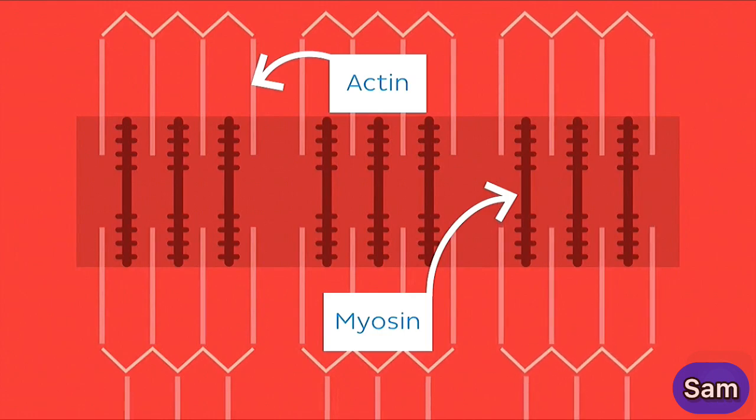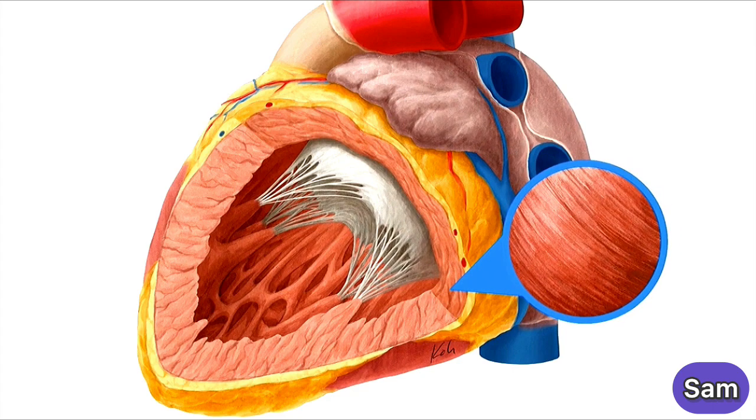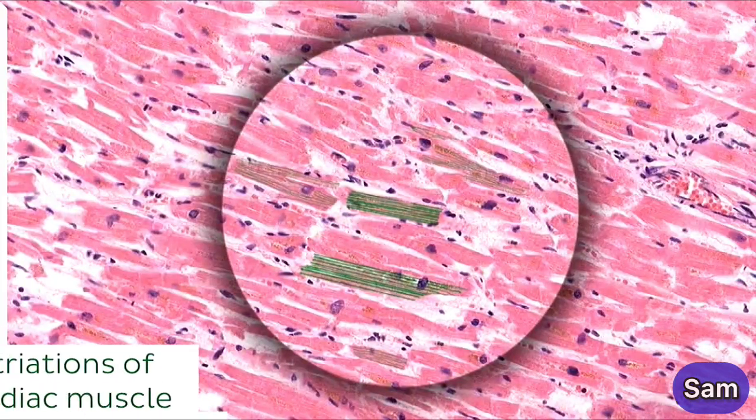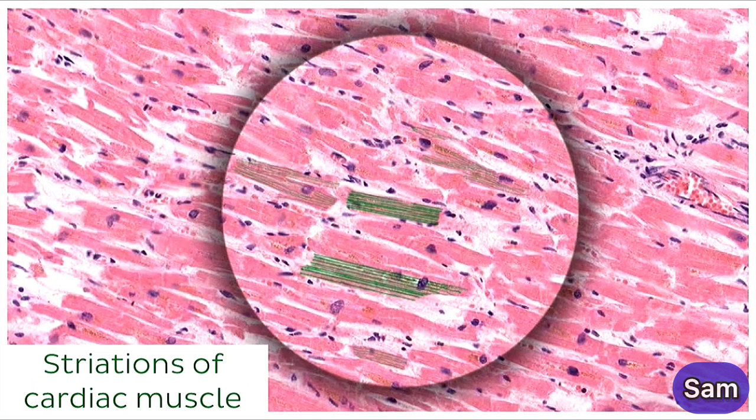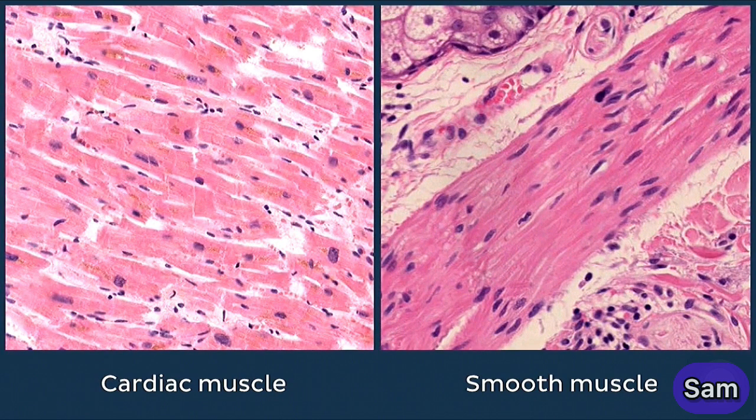The repeating units of sarcomeres along myofibrils are what give the cardiac muscle its striated appearance, a visual feature of alternating light and dark striations observed under a light microscope. Here you can see these striations highlighted in green. As the contractile proteins in skeletal muscle are also arranged into sarcomeres, skeletal muscle also has a striated appearance. On the other hand, in smooth muscle, the contractile proteins are not arranged into such units, therefore giving it a smooth or non-striated appearance.